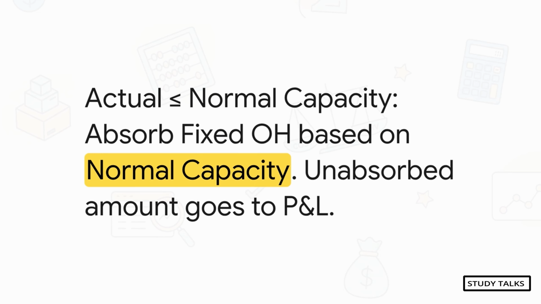Well, you still calculate your overhead rate using the normal capacity as the denominator. This means some of your fixed overheads won't get attached to any products. We call this unabsorbed overhead, and it goes straight to the profit and loss account as an expense. You are not allowed to hide your factory's inefficiency by inflating the value of your inventory.